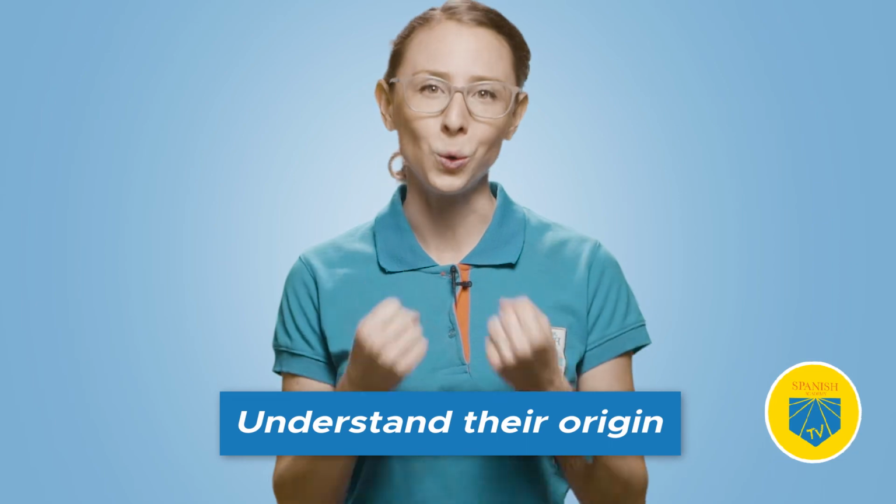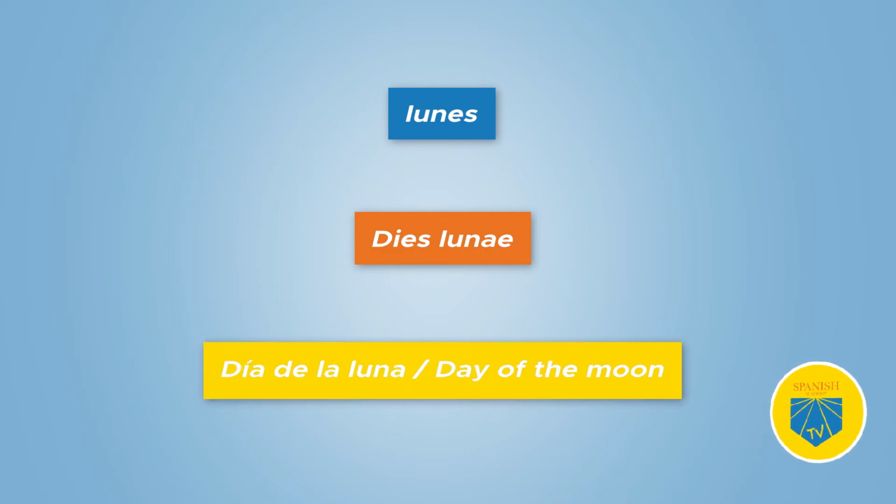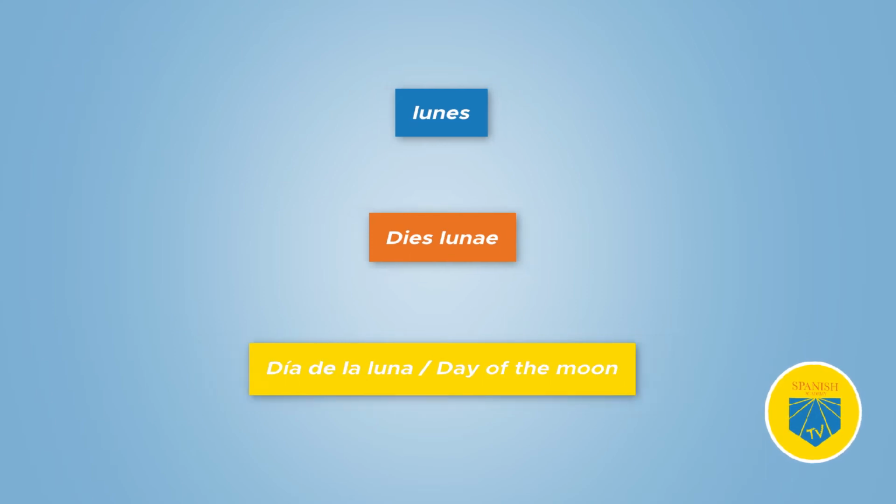Another powerful way to remember the names of the days of the week in Spanish is to understand their origin. The Spanish days of the week have a significant history tied to each of their names. Let's take a look. Lunes comes from the Latin dies lunae, meaning Día de la Luna. In English, this means day of the moon.